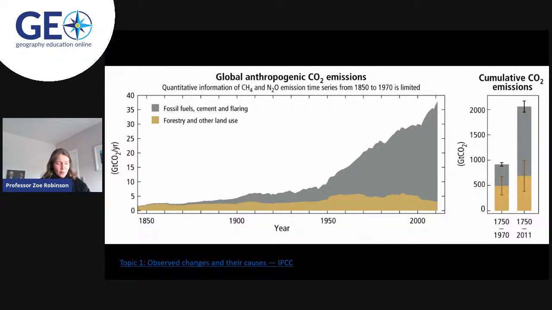So there we have some of the key trends which really underpin what we need to talk about and understand around why we are talking about a climate emergency.